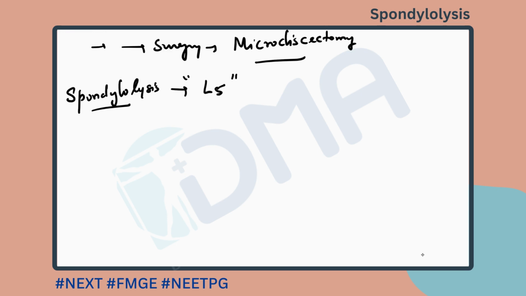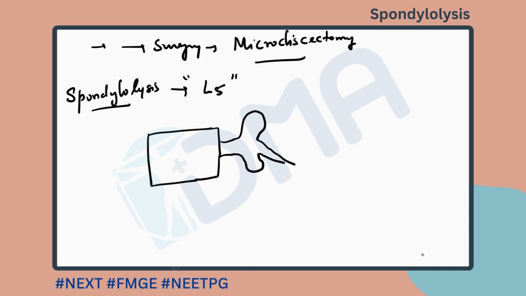If you look at the vertebra from the lateral side, the vertebra has a body like this. It has a pedicle like this. From the pedicle, you get a superior articular process and an inferior articular process. The lamina and the spinous process will come like this. A lumbar vertebra especially will have features like this from the lateral side.